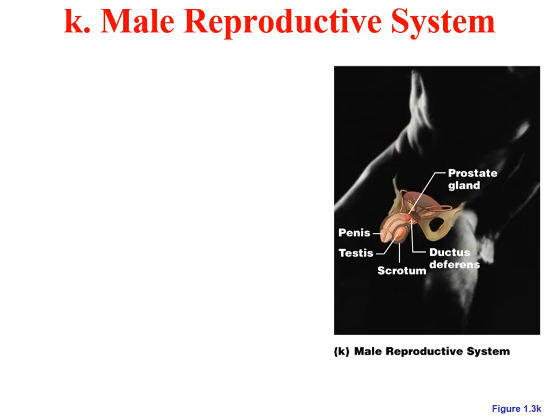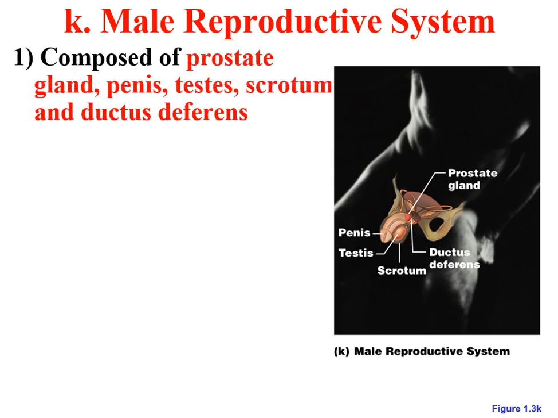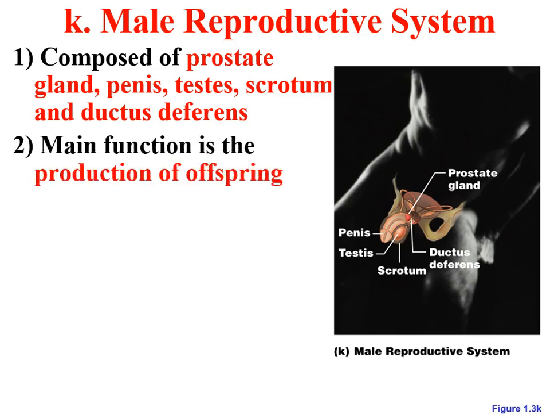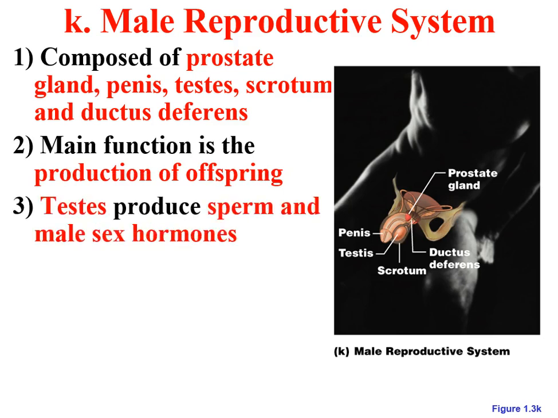The last system we'll look at in A&P2 is the reproductive system. We'll look at the male reproductive system and the female reproductive system. Some organs of the male reproductive system are the prostate gland, the penis, the testes, the scrotum, and the ductus or vas deferens. The job of the male reproductive system is the production of offspring.